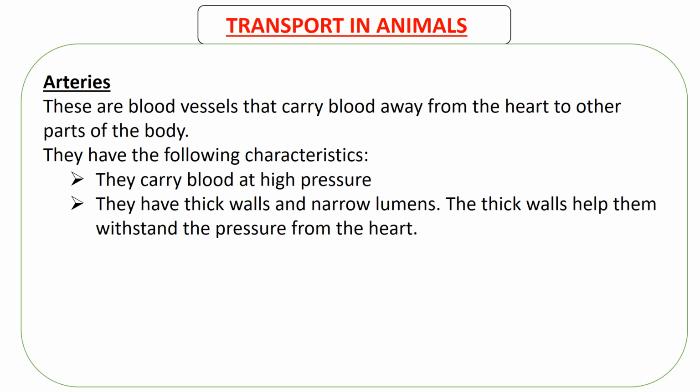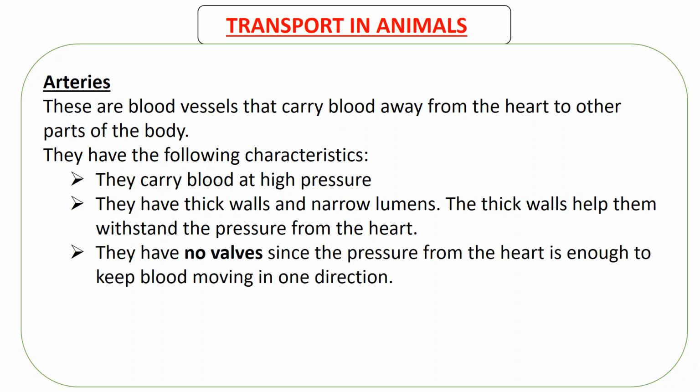Two, they have thick walls and narrow lumens. The thick walls help them withstand the pressure from the heart. Since the blood is at high pressure, if the walls of the arteries are thin, they can burst. So they have to be thick so that they withstand the pressure that the blood has. Three, they have no valves. Since the pressure from the heart is enough to keep blood moving in one direction, this answers the question that I raised of why arteries don't have valves.